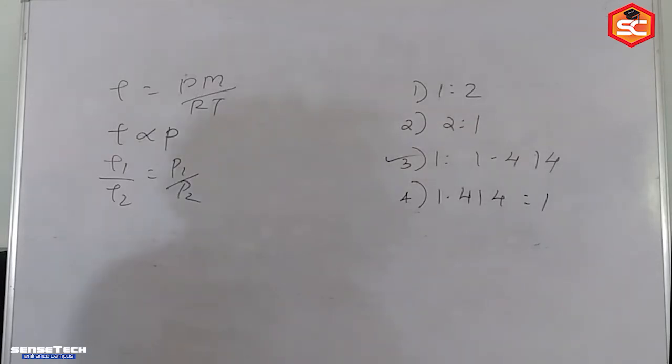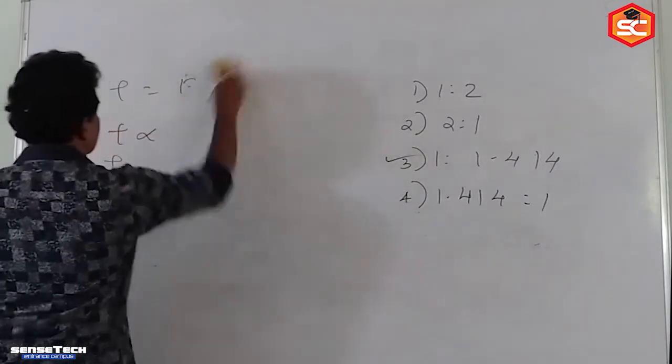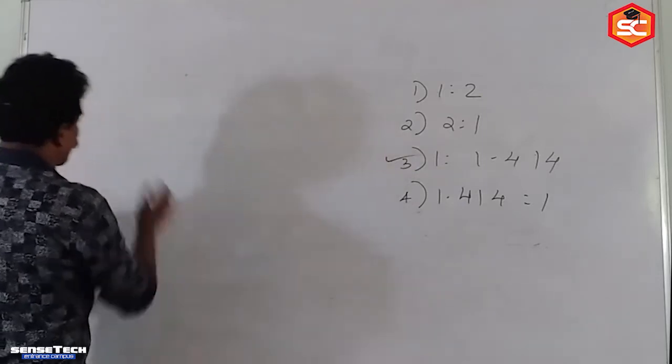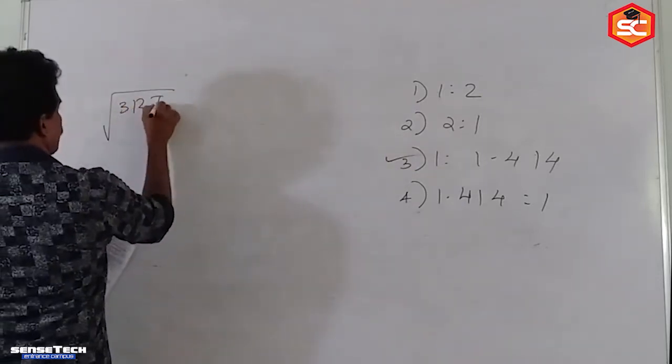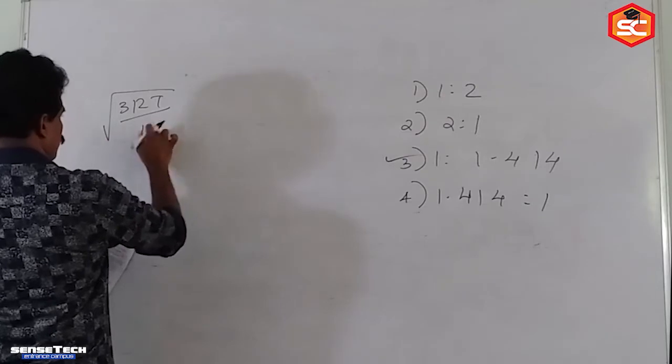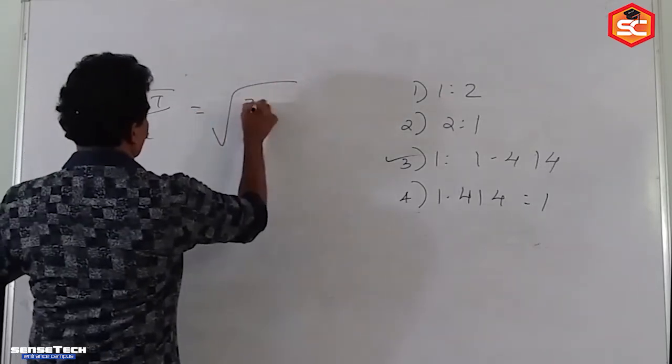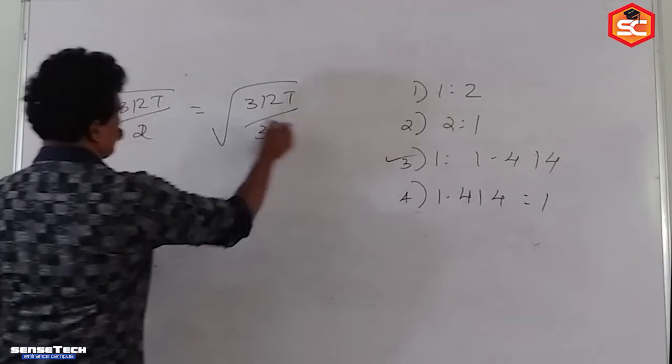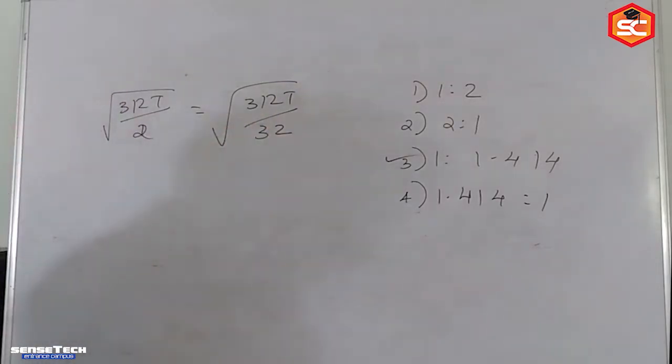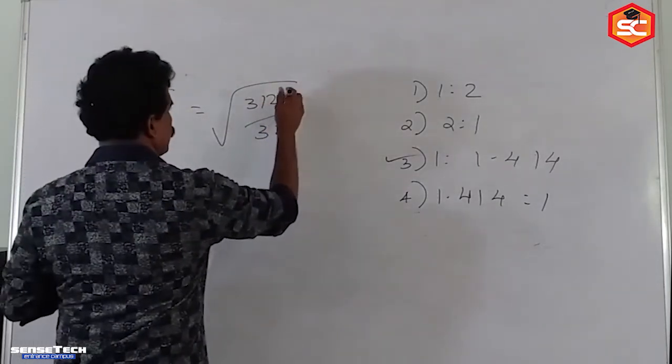So you have to equate root of 3RT by M for hydrogen with that of oxygen. Root of 3RT by 2, the molecular mass of hydrogen, is equal to root of 3RT by 32. Then hydrogen temperature you have to find out. So here 3R, here 3R. Oxygen temperature is 1 STP temperature, meaning 273 Kelvin.